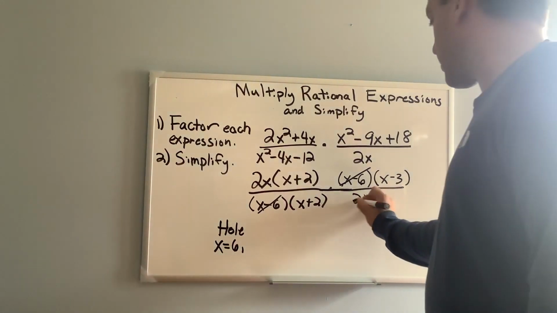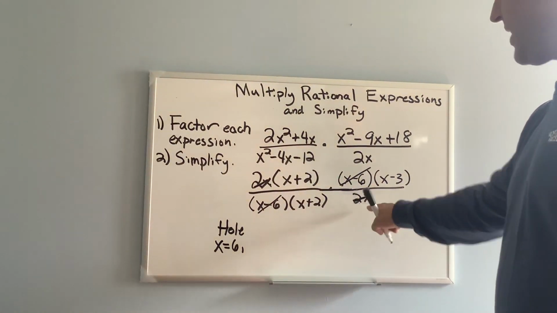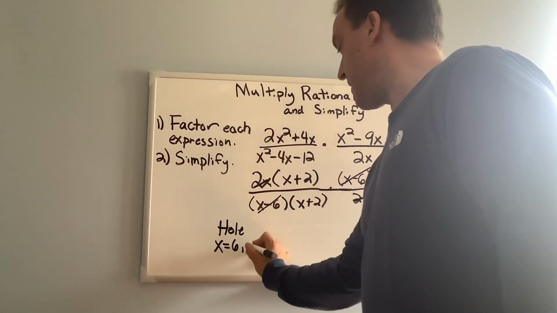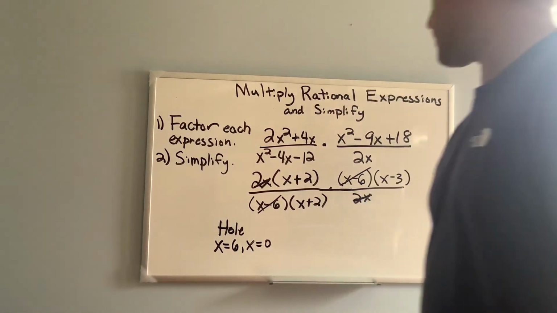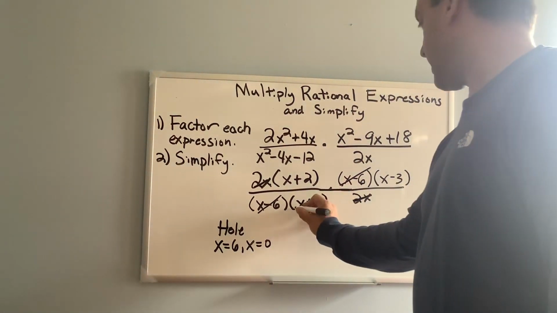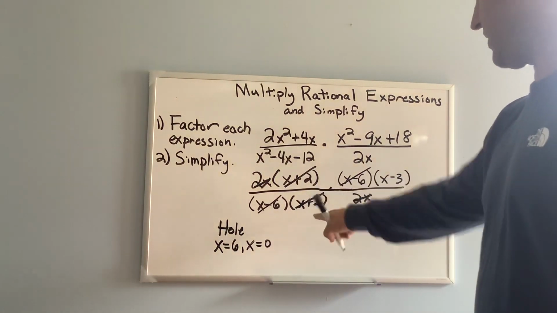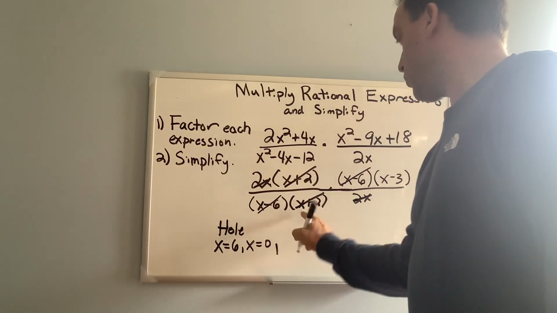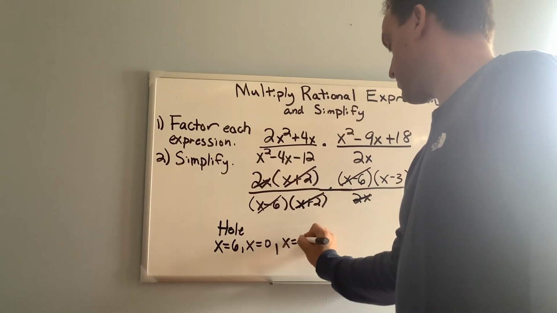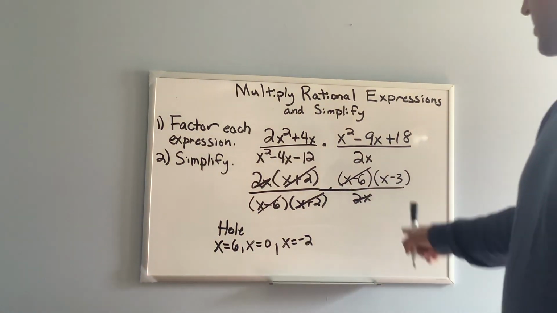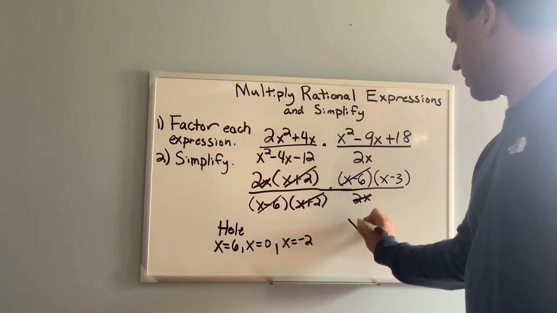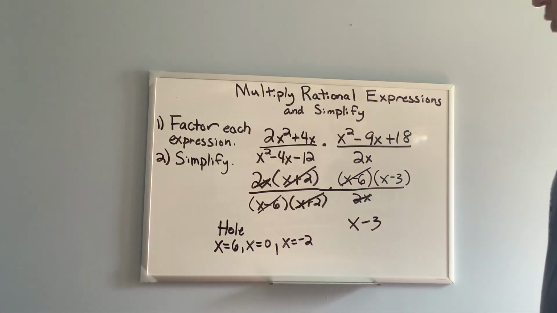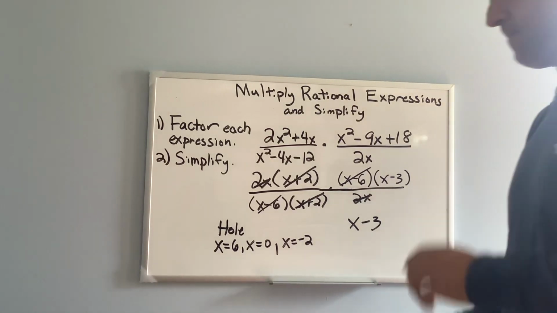Then the same thing here, I can cross out 2x and 2x. To make 2x 0, you would have to have x equals 0. So we cross out of the numerator and the denominator, so that makes another hole at x equals 0. And then similarly, we can cross out the x plus 2 and the x plus 2. This hole here would be at x equals negative 2. And then if I look at this expression, it's x minus 3 in the numerator over 1. I can get rid of that and just write this whole expression simplified to x minus 3.